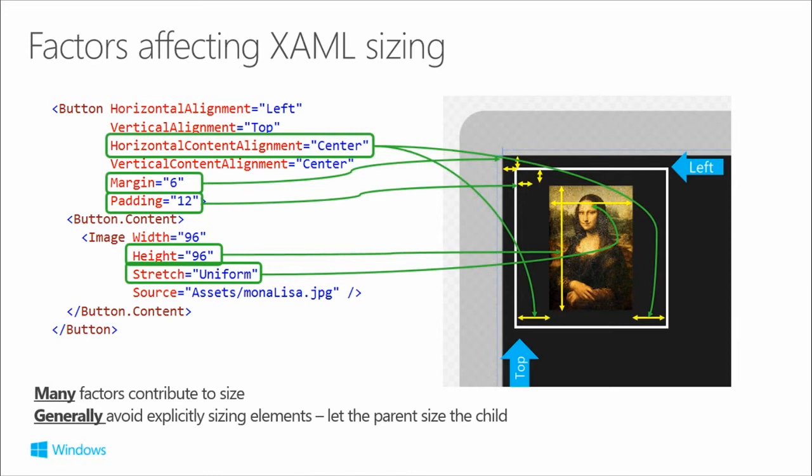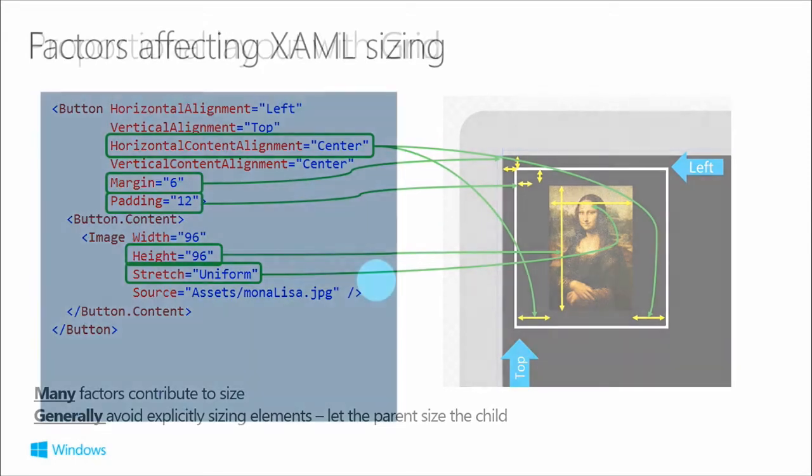We've said that our margin is 6. It will always be 6. On a small device it's 6, on a huge device it's 6. The padding is always 12. The height is always 96. And so if we do that, this is not a very flexible XAML design, and it's not going to look good on every single device.